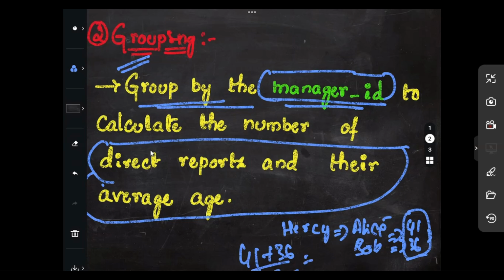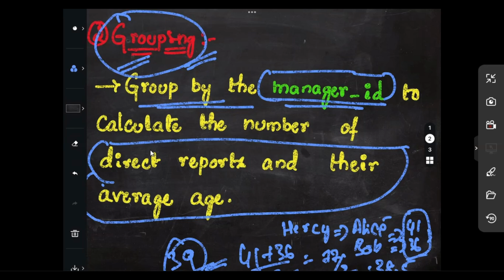So 41, 51, 61, 71. This will be 77 by 2, right? So that's what we got, 38.5. In this case we rounded to the nearest integer, nothing but 39. That's what we will be doing by making use of grouping here. This is the second step. We have to group by the manager ID to calculate the number of direct reports and their average age. That is the reason we'll be going with the grouping, right?